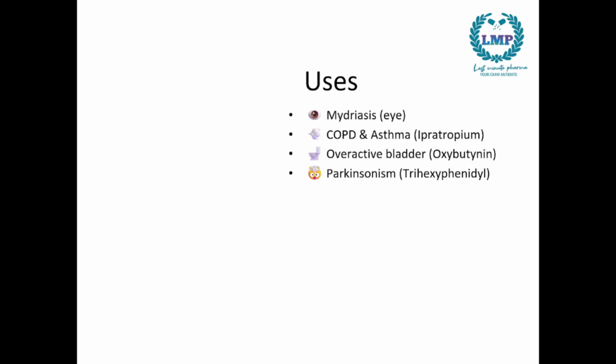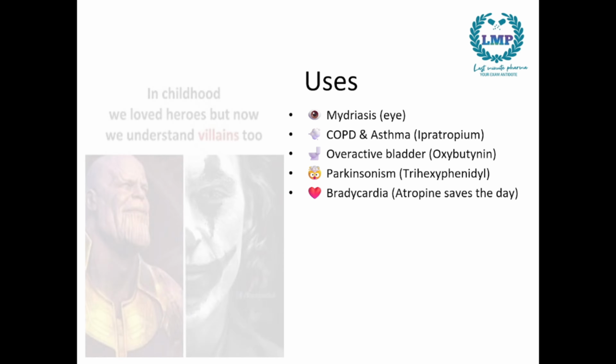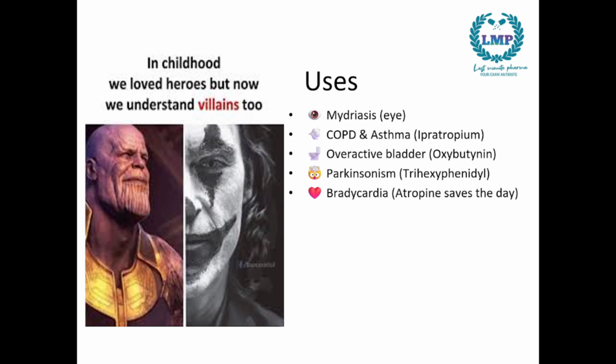In the previous slide, atropine might have looked like a villain, right? It is not allowing the love story of acetylcholine and its receptor; it acts like a third wheel. In childhood we always loved the hero, but now we understand that villains are there too, and we can understand how this villain helps us. So atropine is like a villain that is not going to allow the love story of acetylcholine and the M receptor.